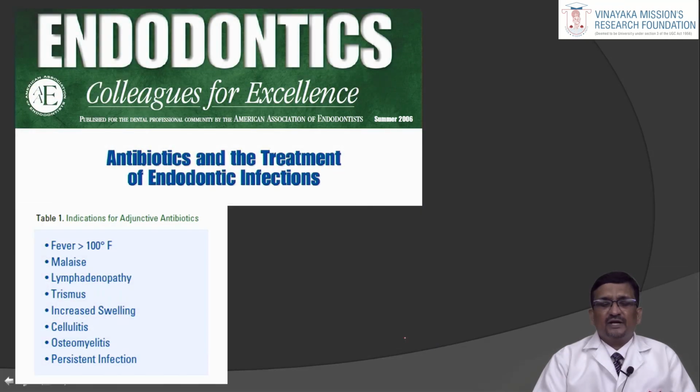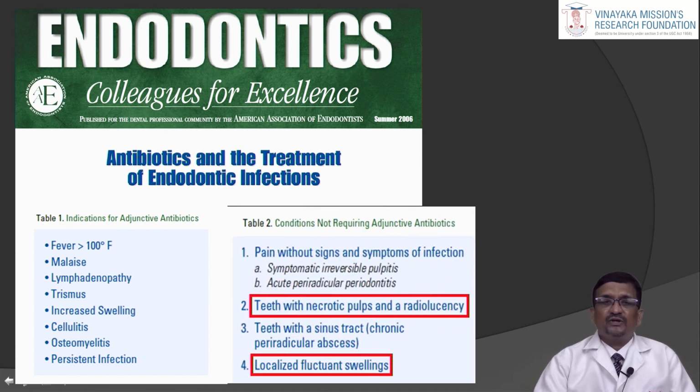Next, I want to give one small tip about antibiotics and the treatment of endodontic infection. If you are planning to give antibiotics, the patient should have fever, malaise, lymphadenopathy, trismus, increased swelling, cellulitis, osteomyelitis, or persistent infection. If you find a tooth with a necrotic pulp and a radiolucency, you don't need to give antibiotic. Likewise, if there is local fluctuant swelling, you don't need to give antibiotic unless the patient is medically compromised, where you need to supplement the antibiotic because of their lower immunity threshold. In normal persons, you don't need antibiotics. You can look at this slide.